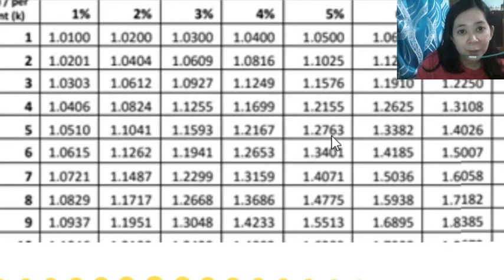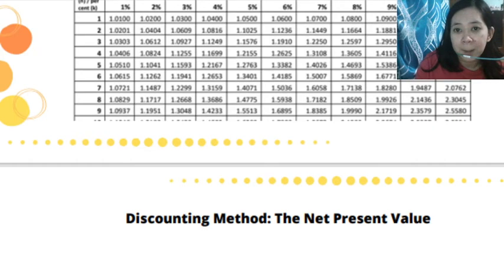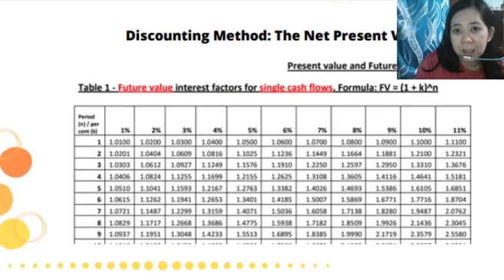Therefore, for our illustration, the discount factor that we will use is 1.2763. This table, by the way, is for future value. Meaning to say, if you want to determine the future value of your investment, you will use this table.